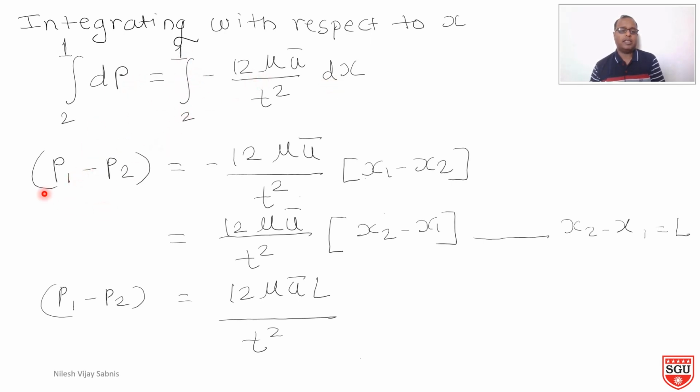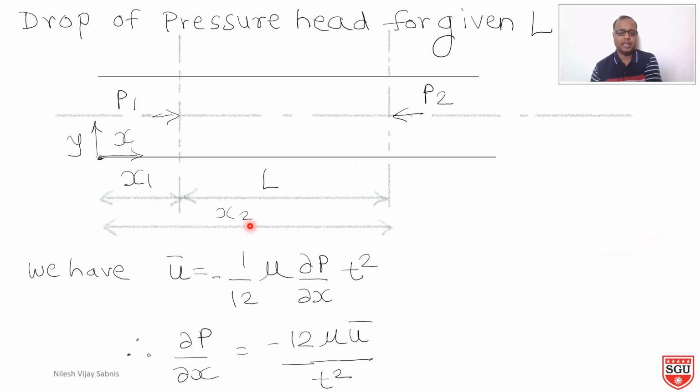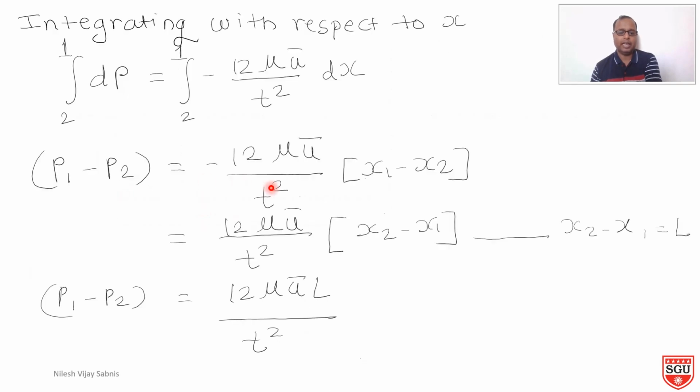So between the limits we will get p1 minus p2 is equal to minus 12 mu u bar by t square into x1 minus x2. After changing the sign, 12 mu u bar by t square into bracket x2 minus x1. But x2 minus x1 is nothing but L, that is length. Replacing that, p1 minus p2 will be equal to 12 mu u bar L by t square. This is the pressure difference over the length L.